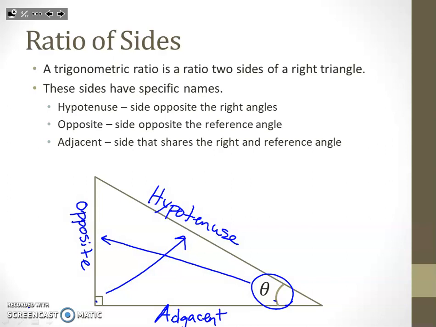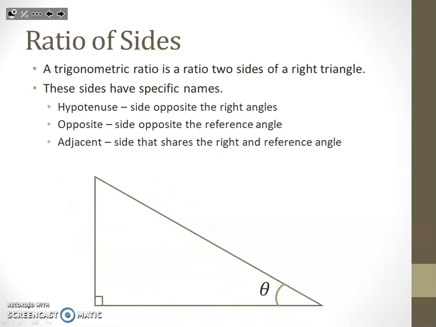Your trig ratio is going to be a relationship between your opposite and your hypotenuse, a relationship between your opposite and your adjacent, or your adjacent and your hypotenuse. Okay, so real quick, just a review of how to find these things here.